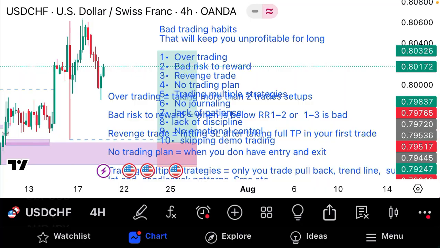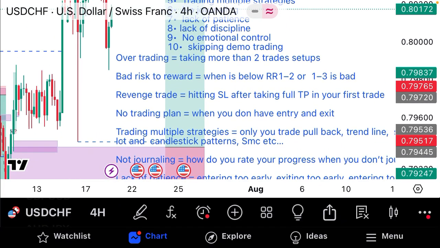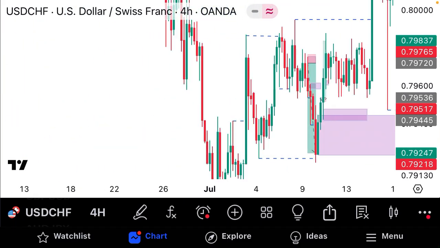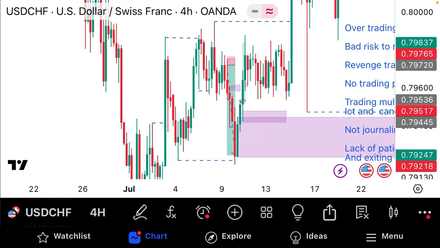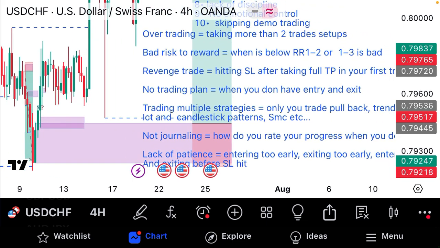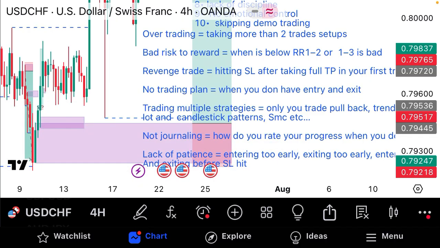So for example, trading multiple strategy. So here I say trading multiple strategy is equal to when you trade pullback, trend line, ICT, candlestick pattern, SMC, and the rest. You cannot be trading all these things. As a trader, you should pick one. Maybe you should pick SMC or trend line. Not that you are trading pullbacks, you are trading trend line, you are trading candlestick patterns.